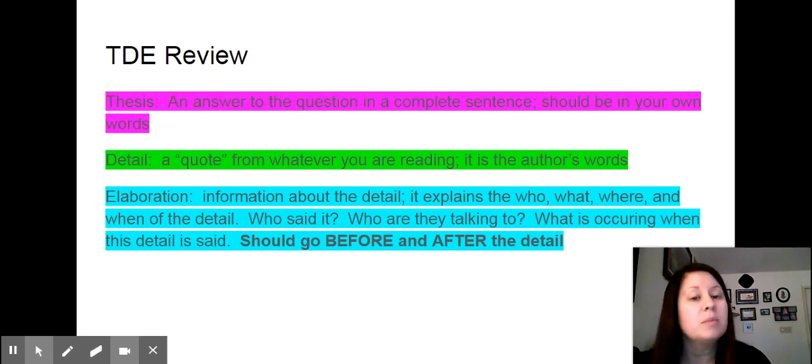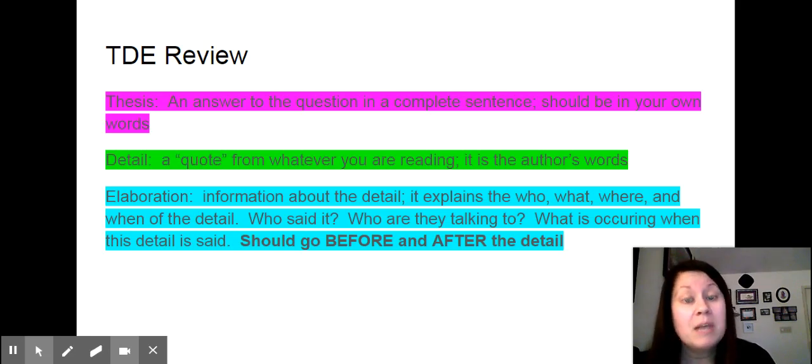A thesis is your complete answer to the question in words, but it has to detail it from the text or from the play in this instance. It's the author's words. We borrow their words to help justify our claim. An elaboration is the information that tells us stuff about the detail, the who, when, where, what, who said it, who were they talking to, what's occurring when this happens.